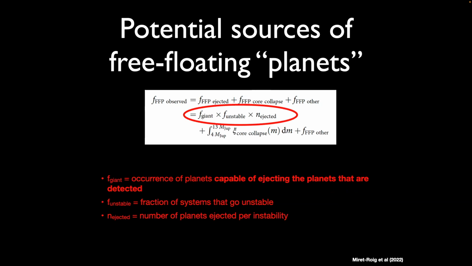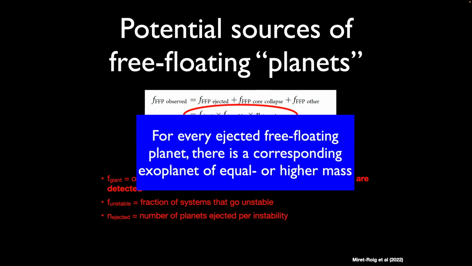We want to know the fraction of systems that go unstable, and I'll talk about what I mean by unstable in a little bit. Basically, unstable such that orbits cross each other and ejections can happen. And then the number of planets ejected anytime that happens. And of course, the key underlying premise here is that for every ejected free-floating planet, there's a corresponding exoplanet with equal or higher mass because it ejected it. And so that's the idea.